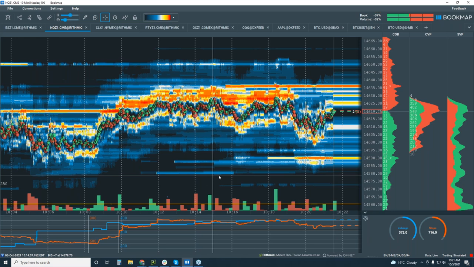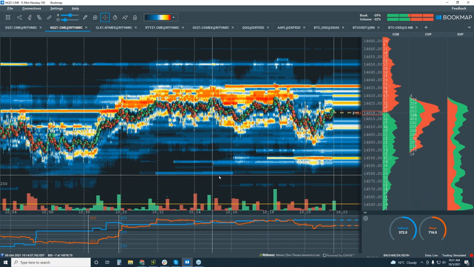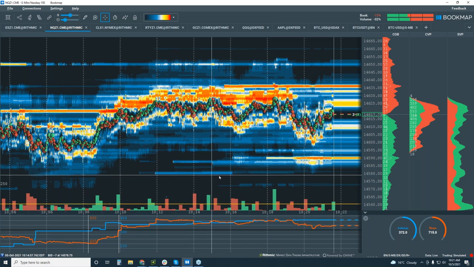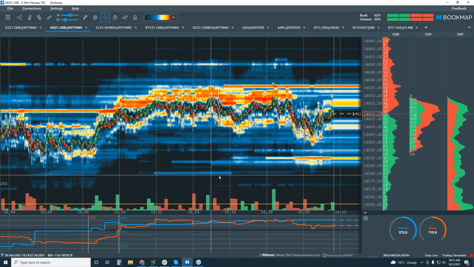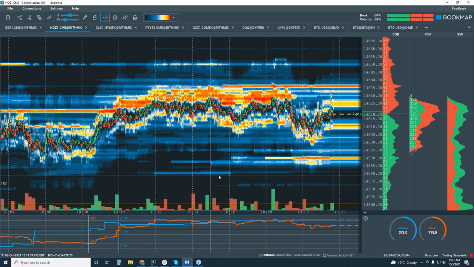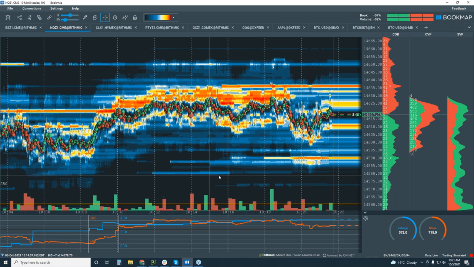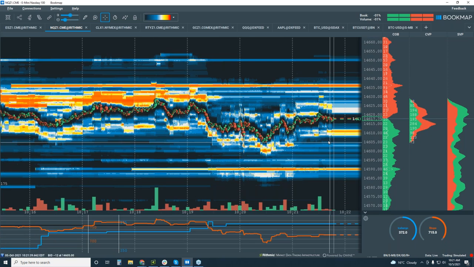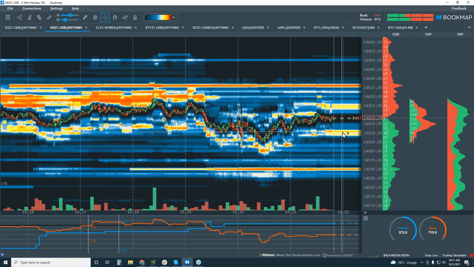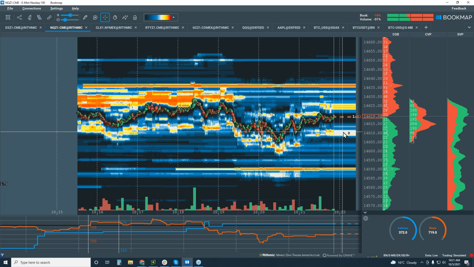Here come the bulls. Nice buy dot there, green dot. And let's see the follow through. We might get a little bit of range bound here back to 610 liquidity, but still looking for the move higher.